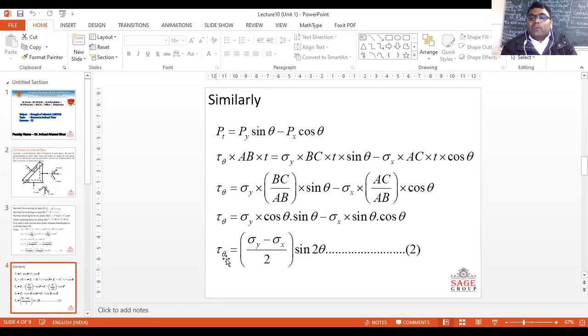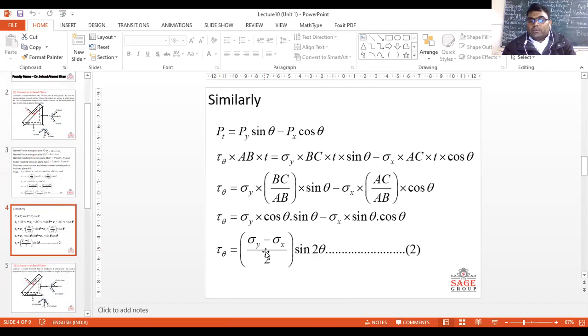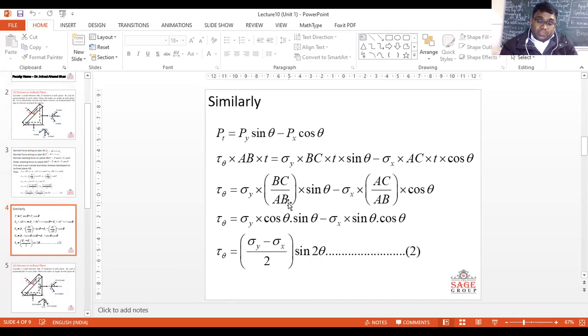Why is it called tau theta? It means shear stress on the inclined plane. The inclined plane we represent by the angle, that's why theta is coming, and the normal stress is called sigma theta, meaning the stress on the inclined plane. So these two relations you have to remember in future to solve problems based on the stresses on the inclined plane. So it is an easier one.